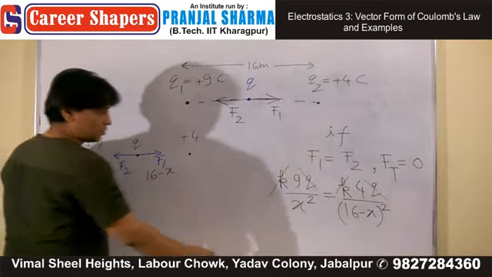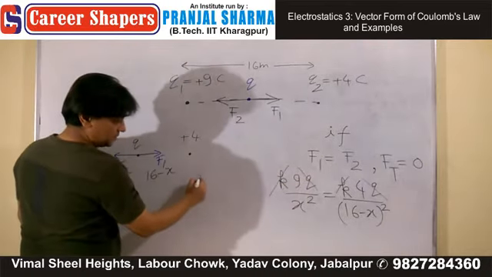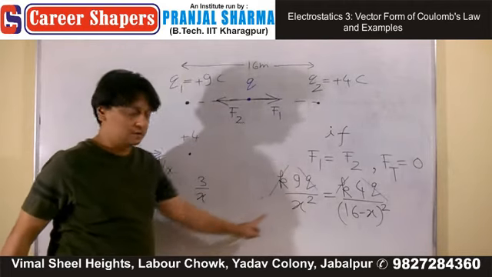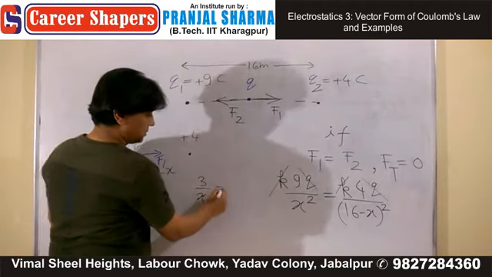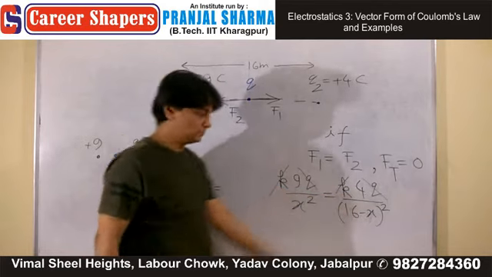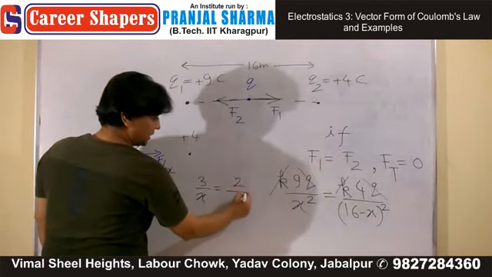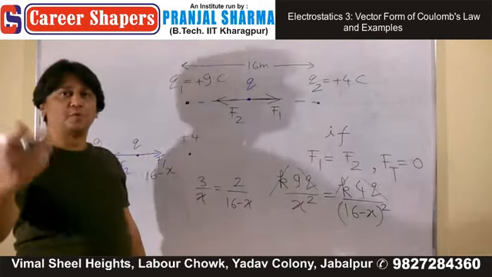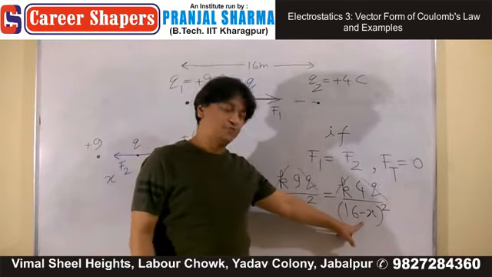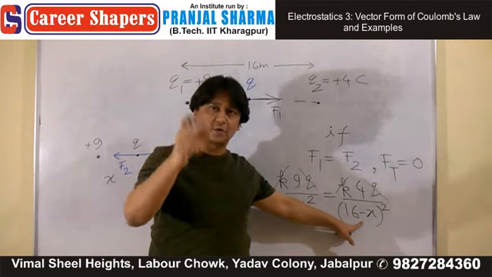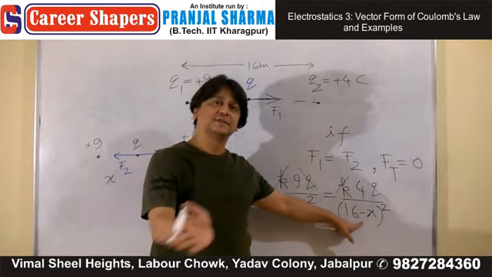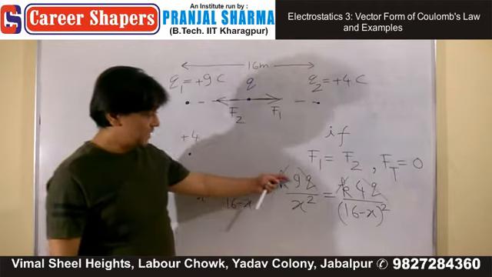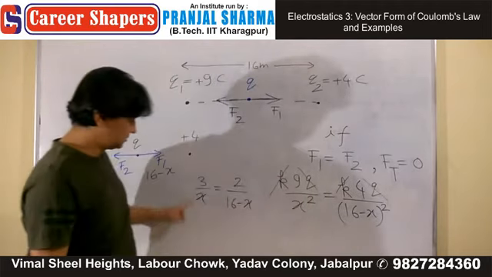When you take the square root, 9 over x square, 4 over 16 minus x square. You don't have to open the square. If you open the square, you will get a quadratic equation. Unnecessarily, you will increase the difficulty. We have simply taken the root on both sides.